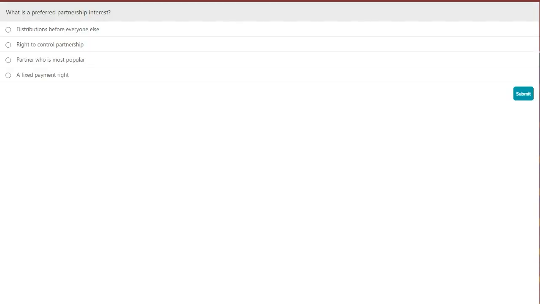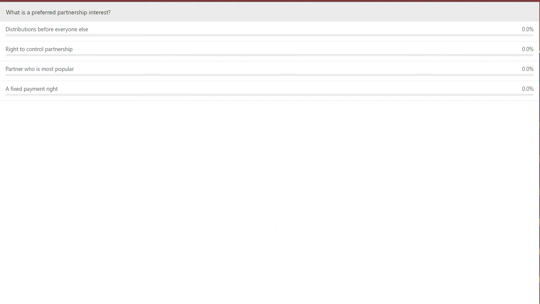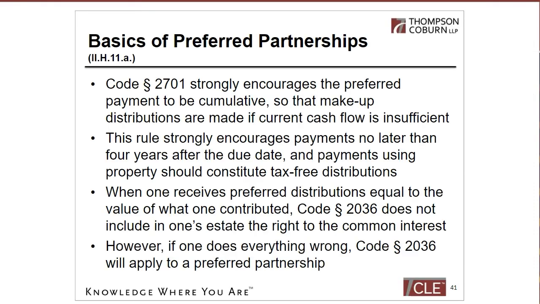Okay, I'm going to keep going. I'm not going to do any more polling other than the secret word. So Code Section 2701 strongly encourages the preferred payment to be cumulative. If you don't pay a payment within 4 years, there's a gift. So you really do need to have this cash flow set up and get those preferred payments out.